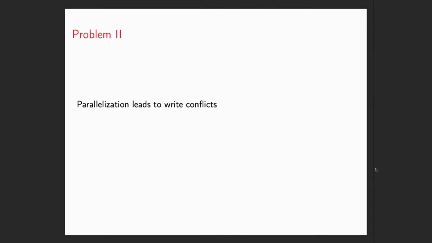So the second problem, parallelization leads to write conflicts. So we must eliminate the parallelization. The caching already also had parallelization problems. That was the first problem. We need to address two more situations where parallelization can happen, and we need to eliminate them.